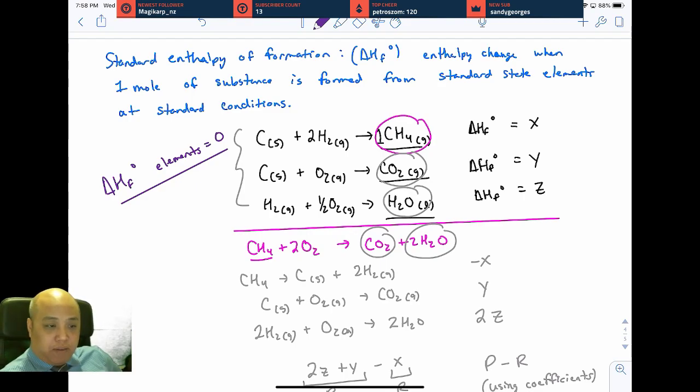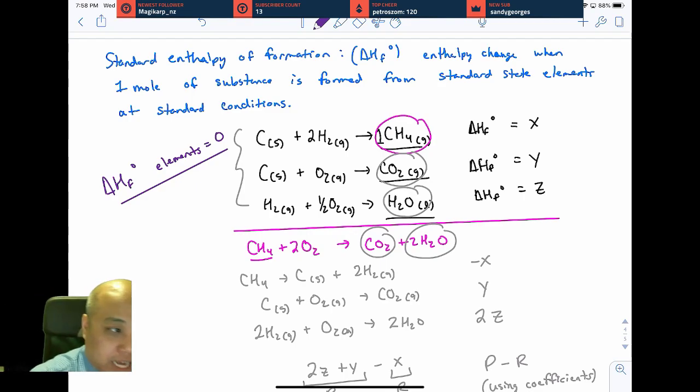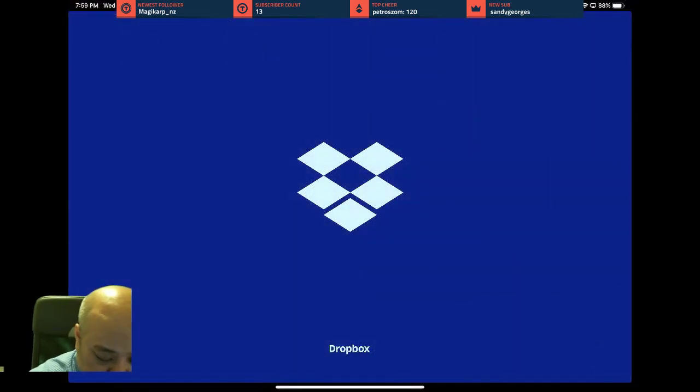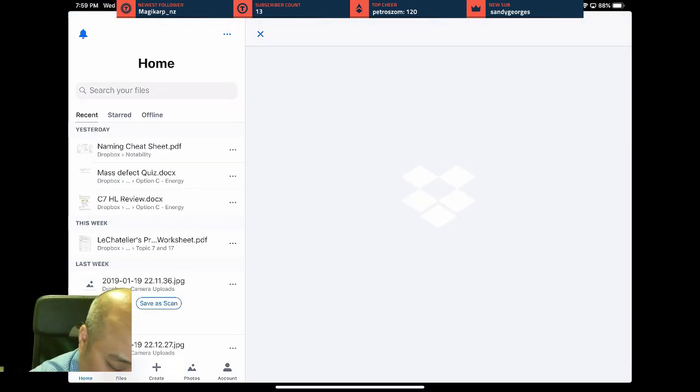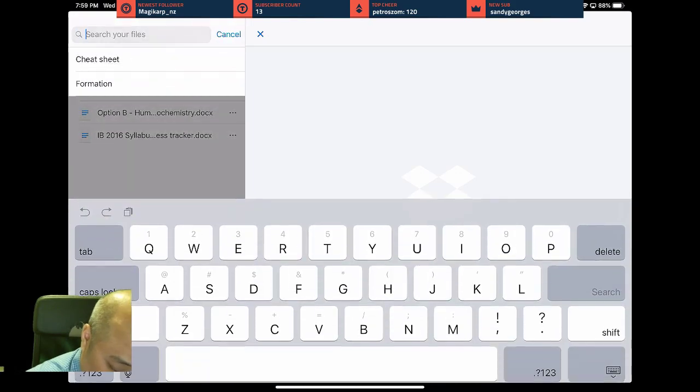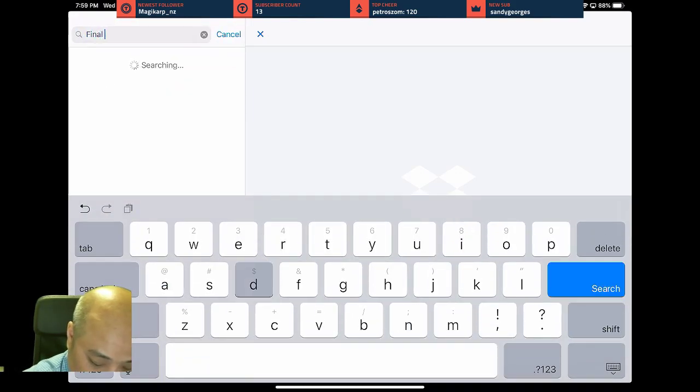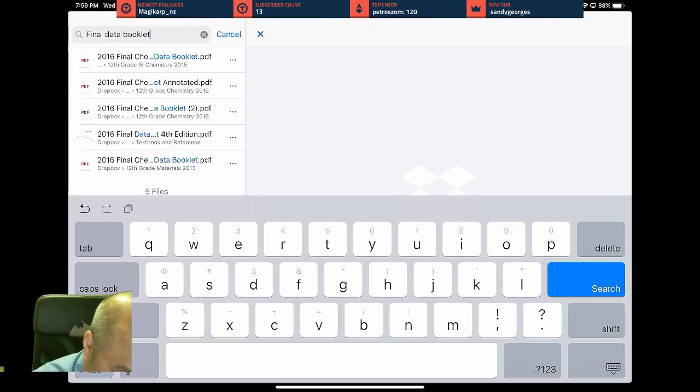You won't do this way every single time. You'll be provided the data table, the data packet, and you can use that. And so I'll pull it up on Dropbox so it's not written on. But so let's see. Is it this one? Yeah.